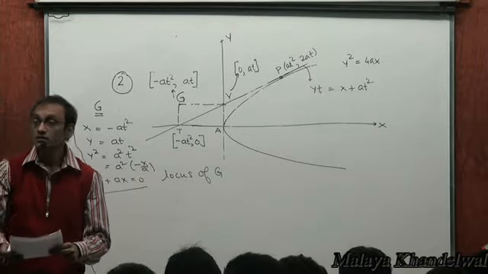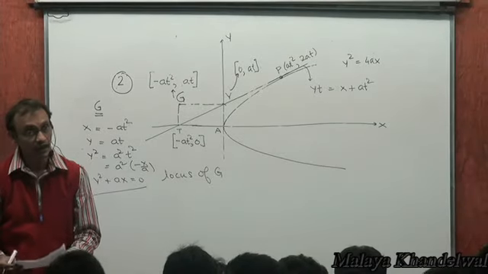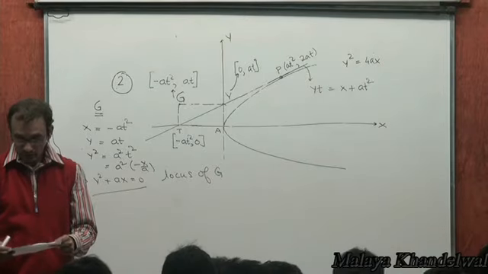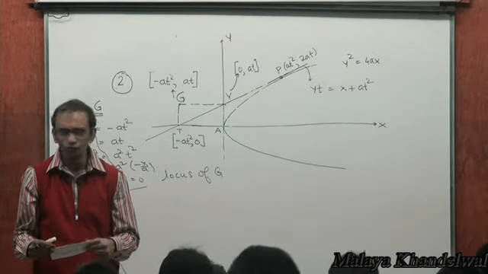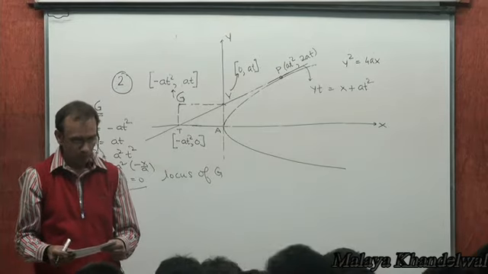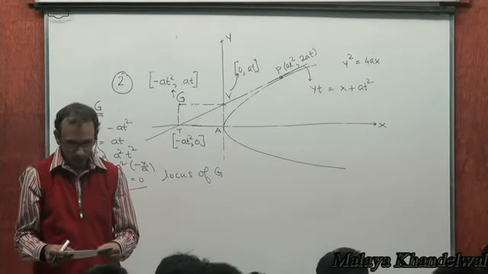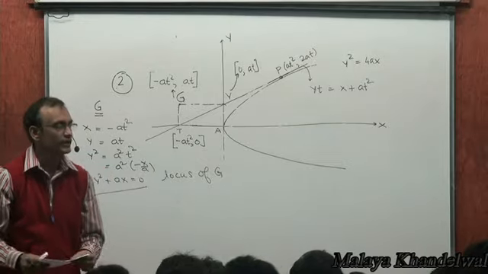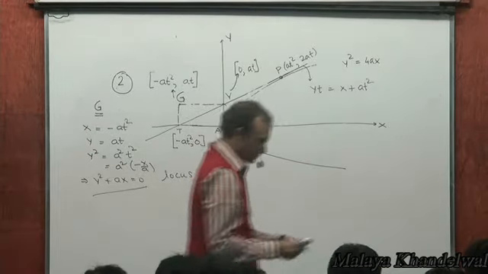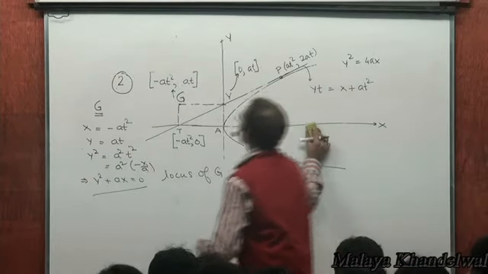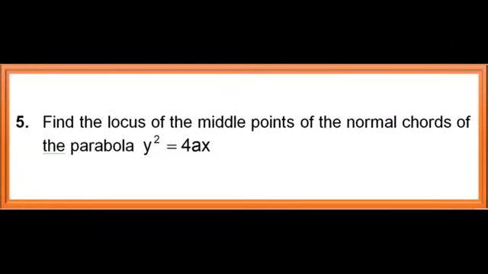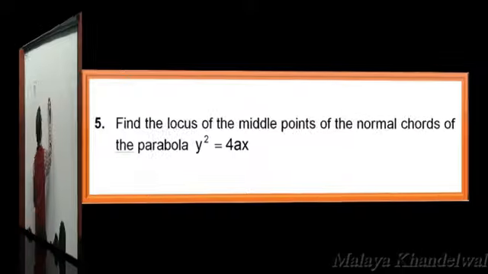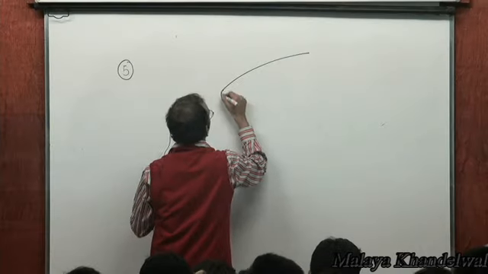3 is a result that we have dealt with in the class. 4, have I done 4 also in the class? So I have done 4 also in the class. Okay, let's look at 5. There is a parabola y squared equal to 4ax.